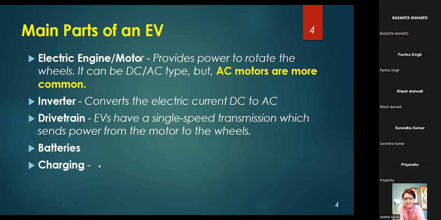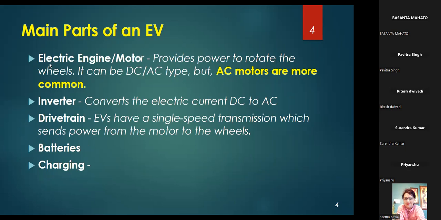So actually power will be stored in the batteries, like in the conventional vehicles, power is stored in the fuel tank, means fuel is stored in the fuel tank. But in case of electric vehicles, the power will be stored in the batteries as a charge, and this battery will provide the power to the vehicle to run it continuously. And we need a charger to charge this battery.